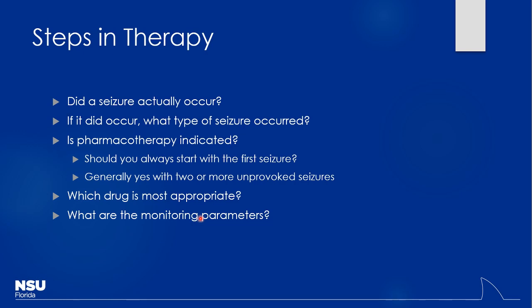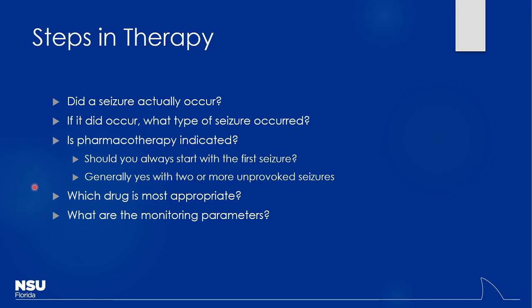That's the thing. So if it did occur, what type of seizure was it, right? So for instance, if you're having an infant coming in and their temperature is 103 and they had a seizure, well, it's probably going to be a febrile seizure. It gets treated differently than a typical seizure of non-febrile causes, right? You want to figure out, is pharmacotherapy actually going to be indicated here? Do you always want to start with the first seizure? Maybe, maybe not. If it was a reversible cause, they may not need medications for that, right? Generally, yes, if they have 2 or more unprovoked seizures, and there's no obvious reversible causes, you want to go ahead and start pharmacotherapy at that point.